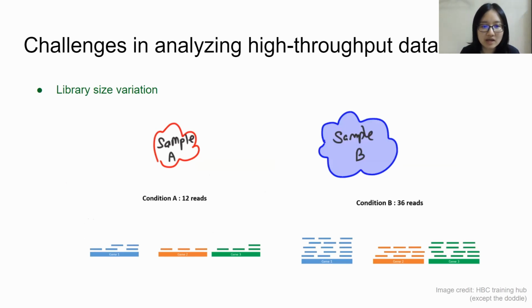For the library size variation, let's say both of the samples A and B are the same object. However, the sequencing for sample A has only gone through 12 reads, which means it's only shallowly sequenced. Whereas sample B has a much better sequencing depth, which is a 3-fold increase of the sequencing reads. So it will have more sequencing reads compared to sample A.